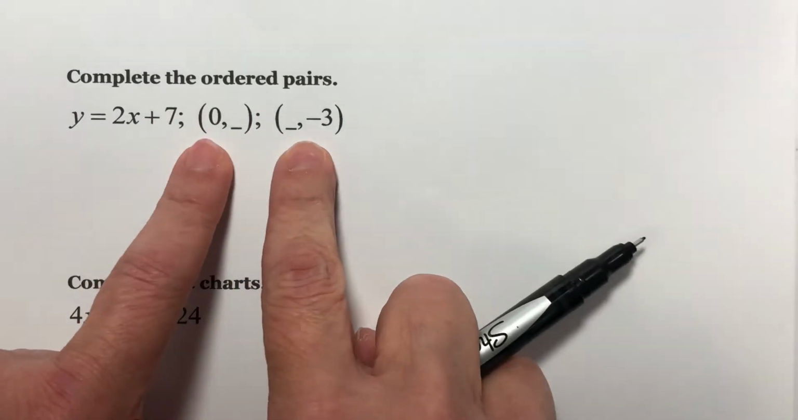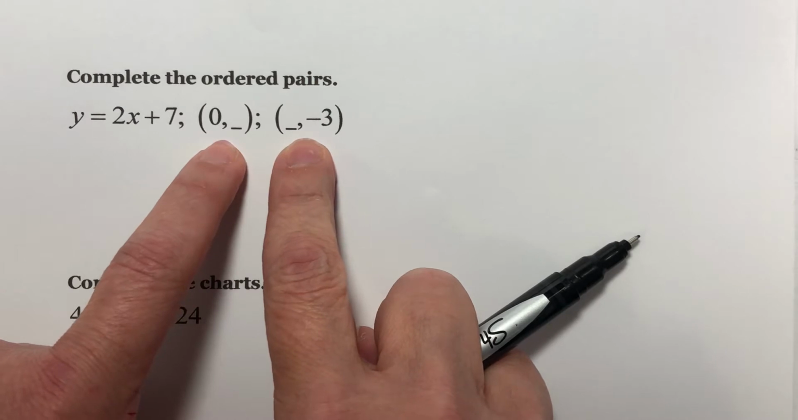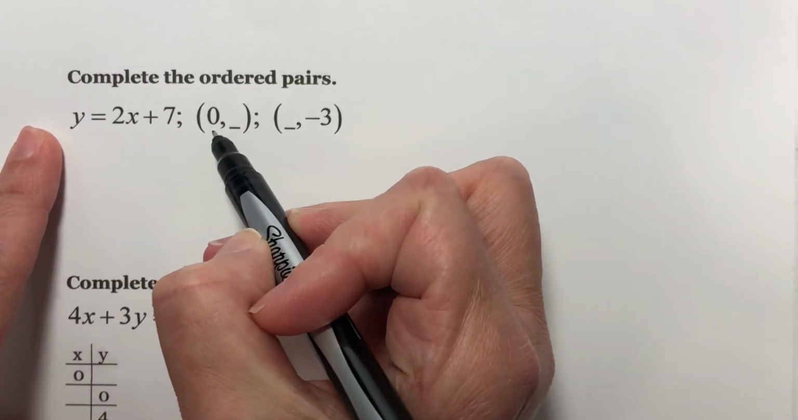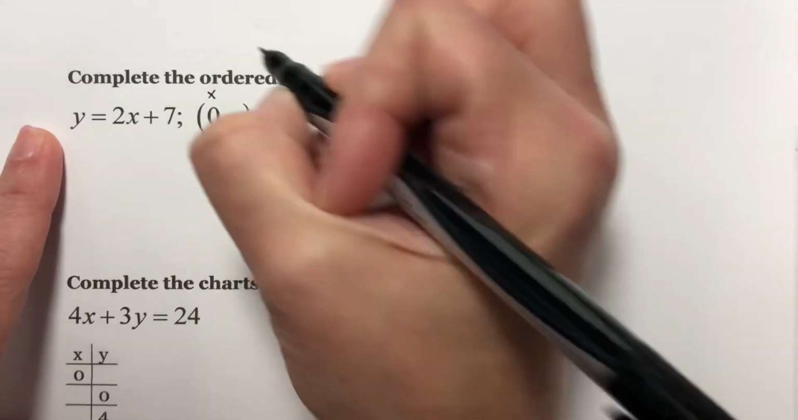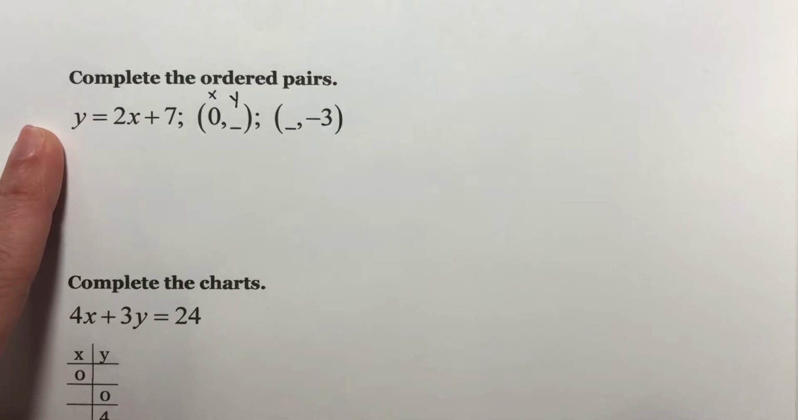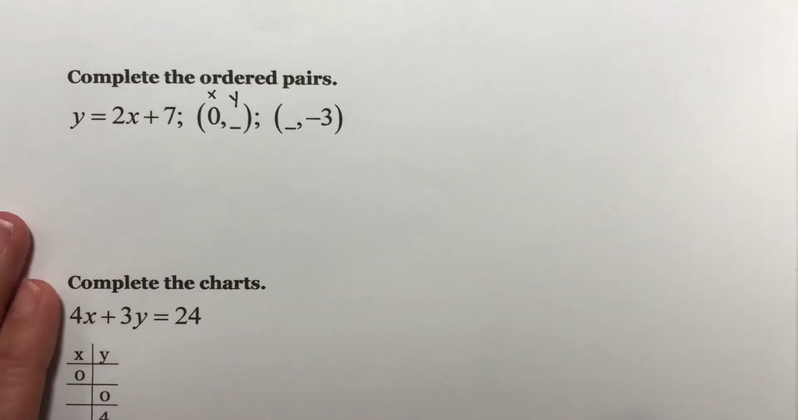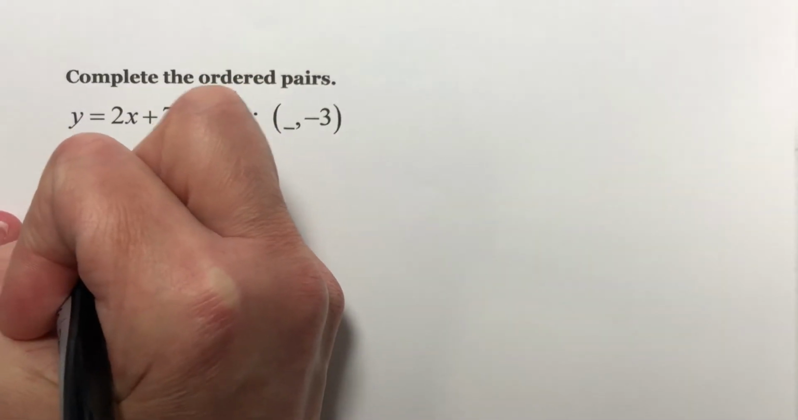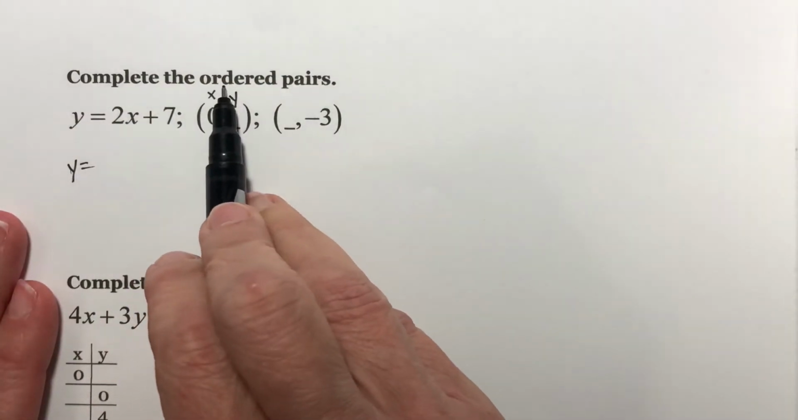This is actually 2 problems. We have 2 things we need to do. For our first one, they want us to plug in 0 for x, because x is always the first value, and we are missing the y value. That's what we want to try to find. So for part 1, I'm going to leave y as y, but I'm going to plug in 0 for x.